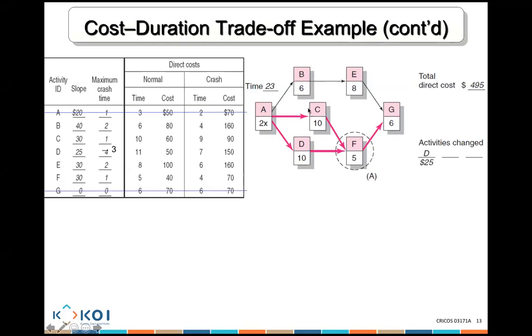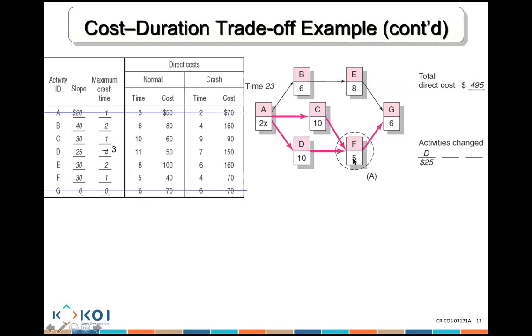If you want to crash one from ACFG and one from ADFG, if you crash C, how much is it going to cost you? 30. C. How much will C cost you? 30. And how much will D cost you? 5. 30 plus 25 is how much? 55. 55, sorry.